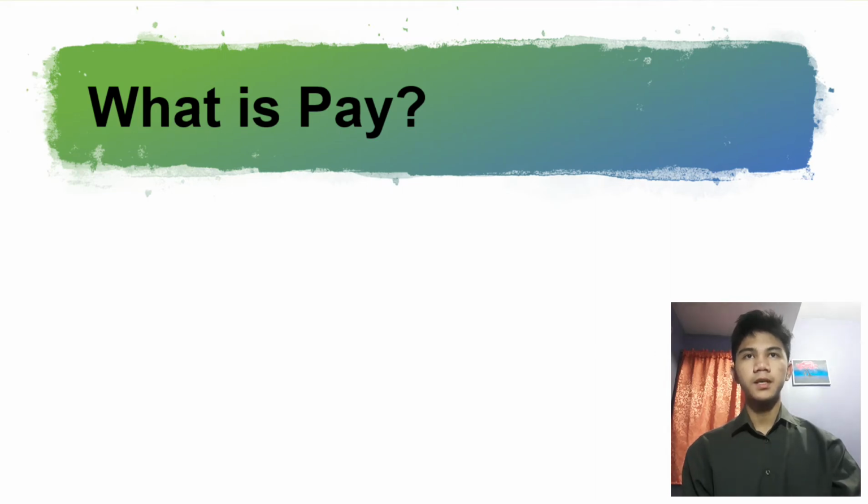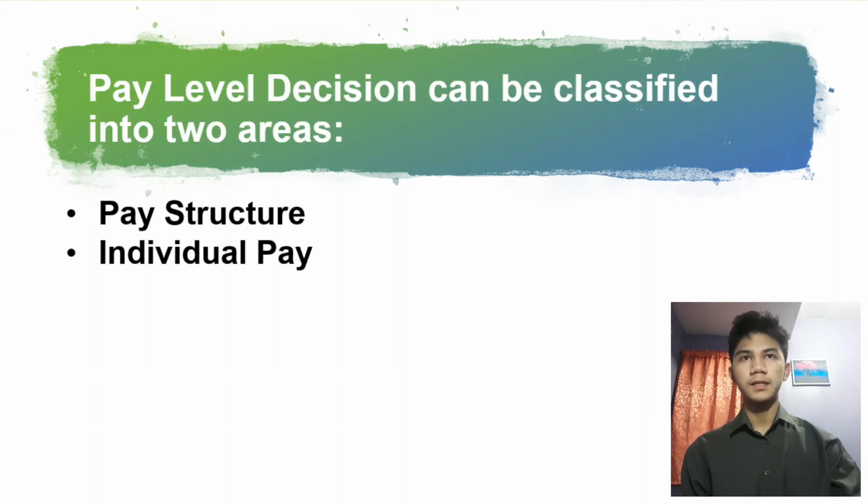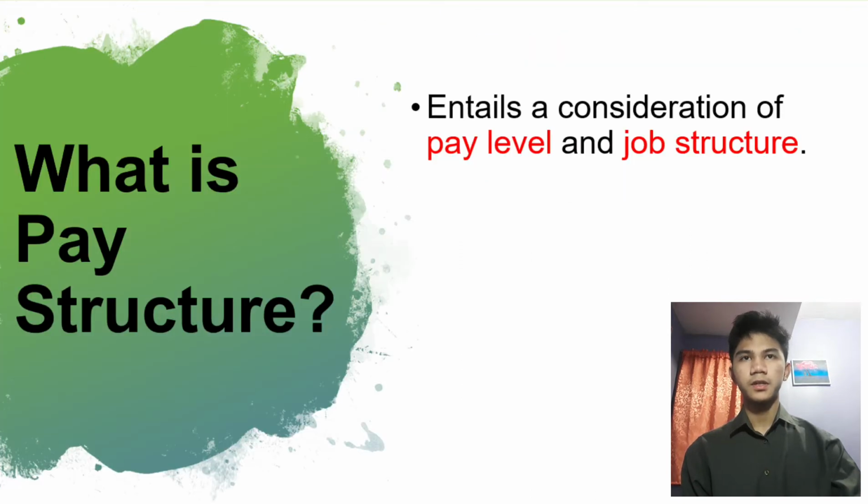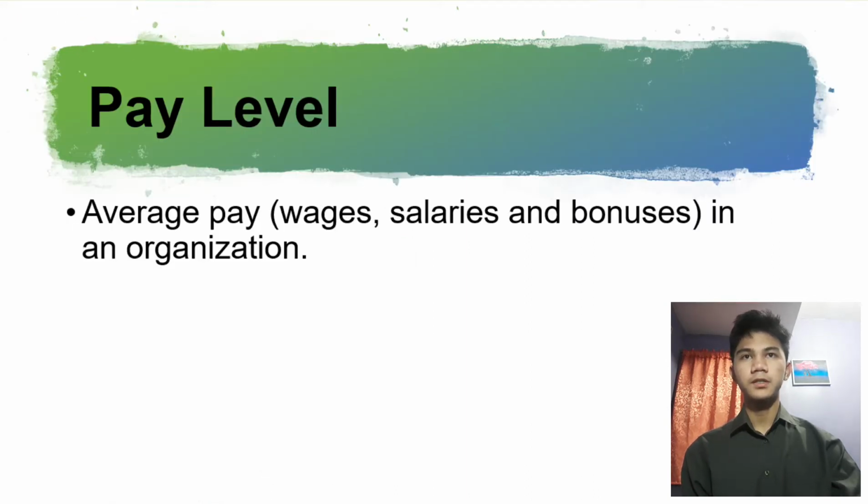Pay is the reward that you acquire for doing a specific job or work. Pay level decisions can be classified into two, which are the pay structure and individual pay. However, this lesson will only cover the pay structure. Pay structure entails a consideration of pay level and job structure. It helps a company to offer equitable and competitive salaries to make employees' pay grow. Pay level is the average pay, such as wages, salaries, and bonuses, in an organization.